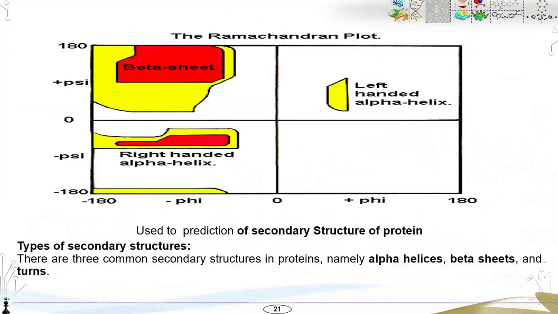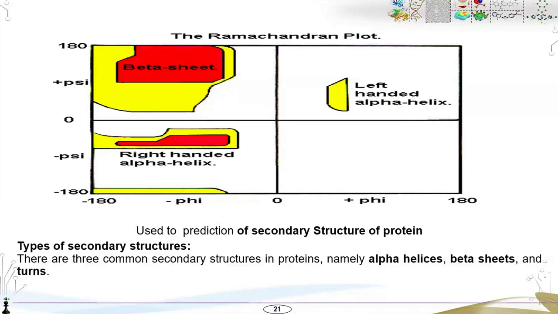There is another important point. Ramachandran is an Indian scientist who determined these kinds of sheets and helices. He developed a plot called the Ramachandran plot. This plot is used to determine or predict the secondary structure of the protein.